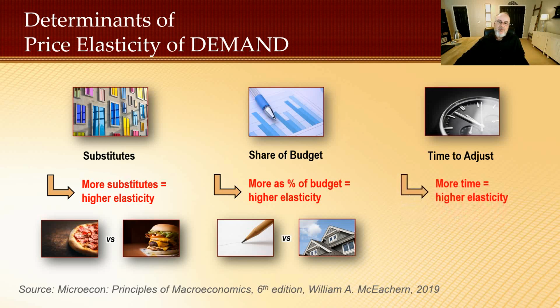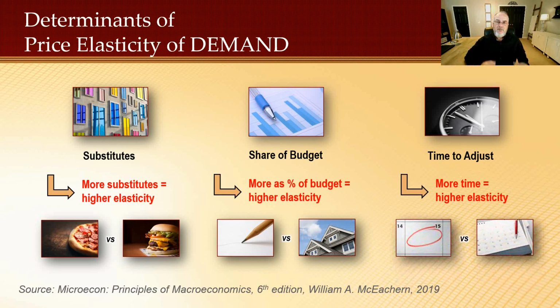And then finally, the time to adjust. Usually given enough time, we can figure out some alternatives even if there aren't many. So for example, earlier we were talking about substitutes. If there aren't many substitutes and I only have a day to figure out a solution, then I'm probably very inelastic on price. In other words, I'll just pay whatever I have to pay. But if I've got a month or a year, then I've got plenty of time, so I don't necessarily have to go with whatever the price is. I can wait to get a better price.